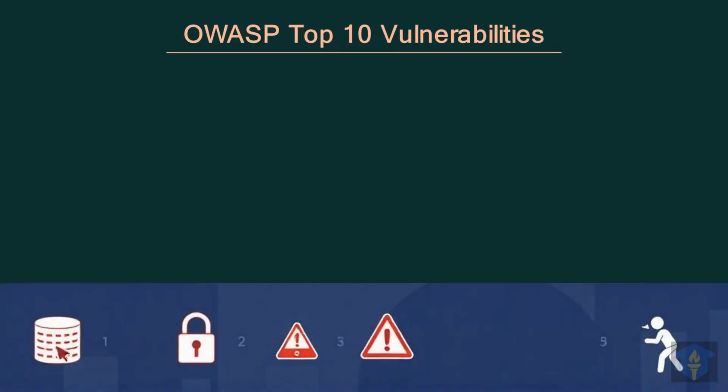Now, let's look at the OWASP Top 10 Vulnerabilities, which are critical risks for web applications. These represent the most critical security risks that every web application developer should be aware of. First up is injection, a common and dangerous vulnerability in many applications.